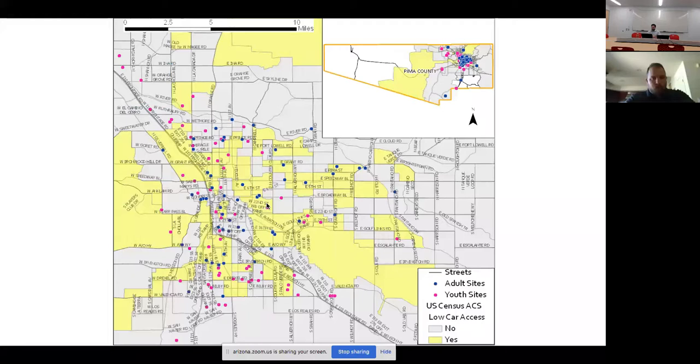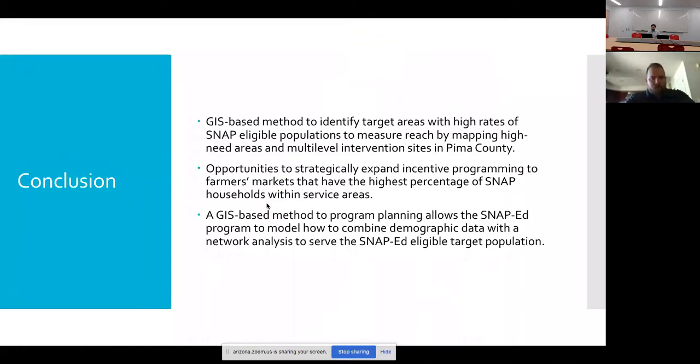So here's that low access map again, this time with our adult sites. So this was a main finding. I wanted to see where our sites are located in terms of low income, low access, and they're color coded by youth and adults. In conclusion, this method was used to identify target areas of SNAP eligible populations. It also identifies opportunities to expand incentive programming to farmers markets that have high percentages of SNAP households within those service areas. And it will allow the program to model how to combine demographic data and network analysis.